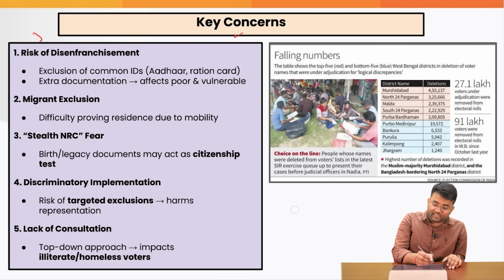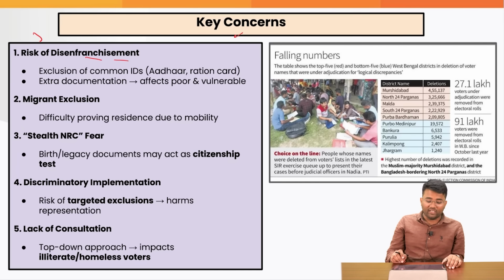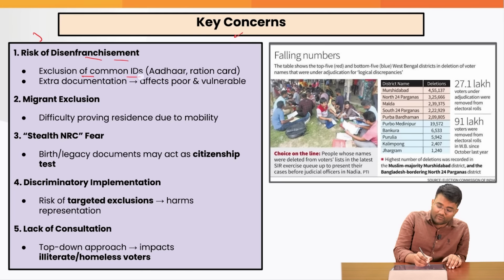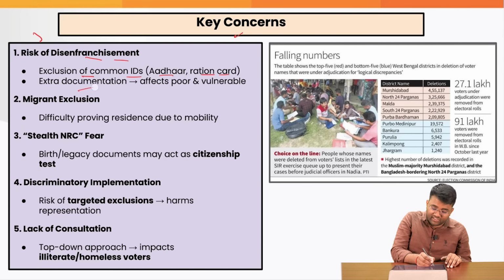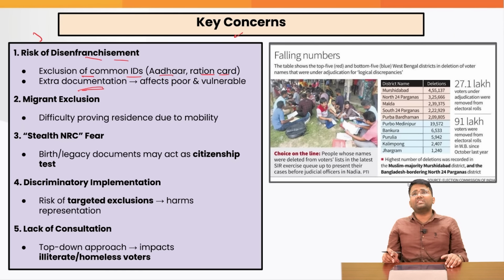Especially the risk of disenfranchisement. If common IDs like Aadhaar cards and ration cards, which are the major IDs people generally find easier to produce, are excluded, or if people are not able to produce them, then they might be disenfranchised. There is extra documentation required, and there are disasters that keep happening. For example, in Assam there are regular floods. In the Bihar region also, regular floods come.